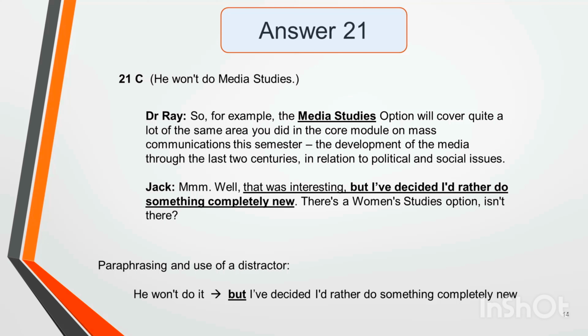This is how the answer has been paraphrased. He won't do it has been paraphrased as, but I've decided I'd rather do something completely new. Note the use of the distractor but, as Jack goes from a position of interest, which could suggest an answer of maybe, to a decision of definitely not to do the course.